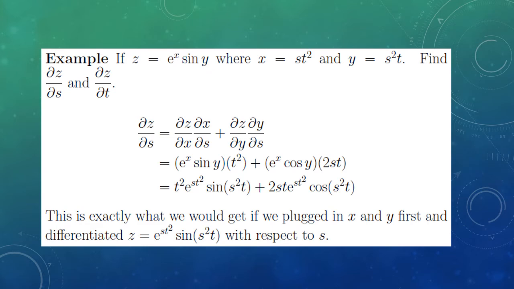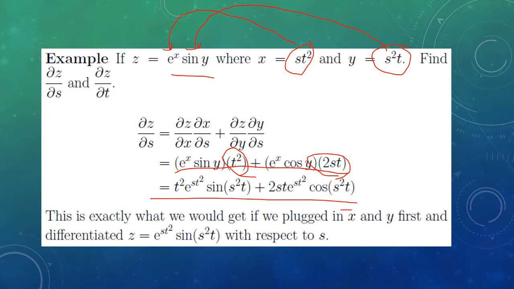It turns out that this is exactly what we would get if we actually plugged these in first. If you plugged these in first and then computed the partial derivative with respect to s, you would have to do a product rule on this piece and two individual chain rules, and that would produce the sum and the individual chain rule pieces, and hence lead to the exact same formula we got before.